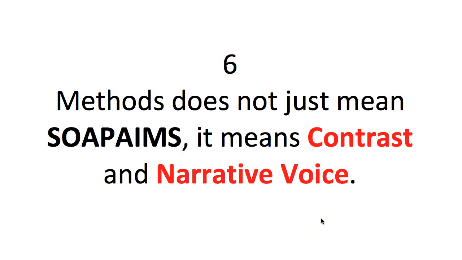And then we have the final way. So when the examiner wants you to write about how, which means to write about the methods, they do have methods in mind. And the methods that get you into grade 8 and grade 9 are writing about the use of contrast and writing about the narrative voice.